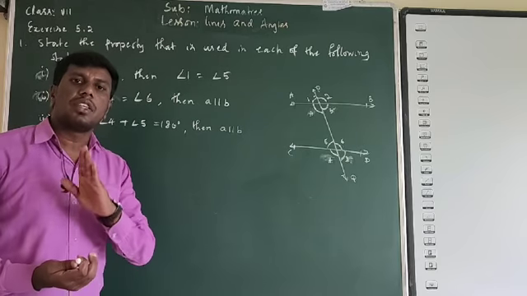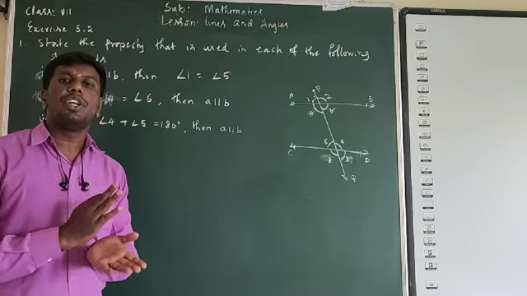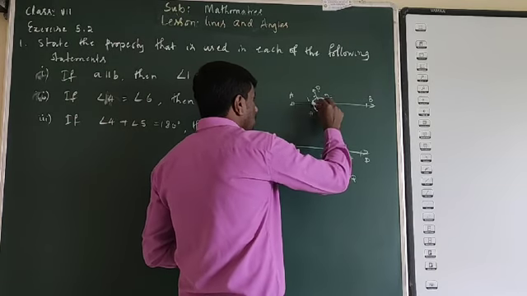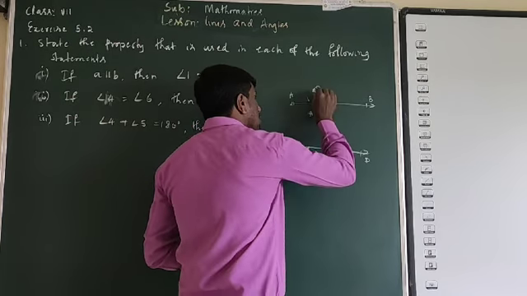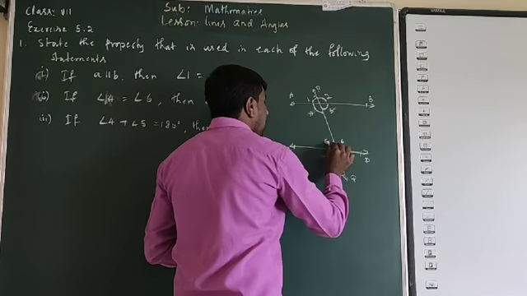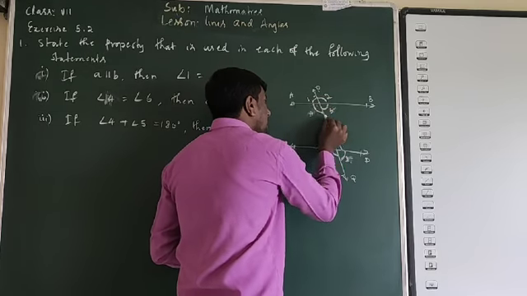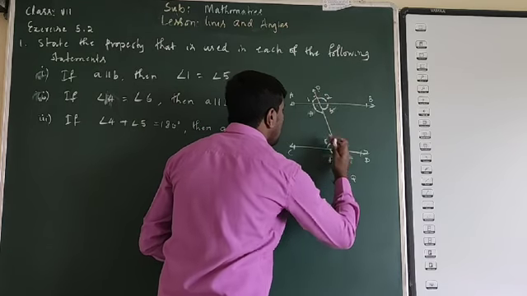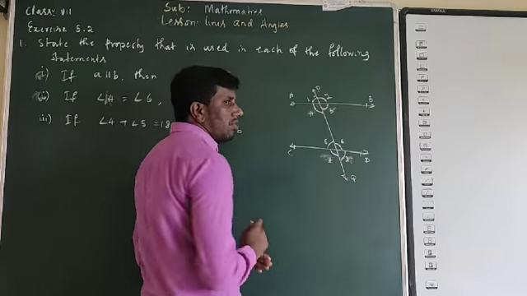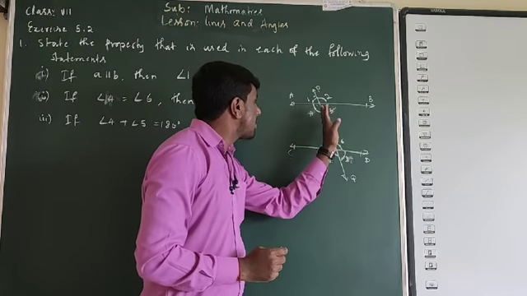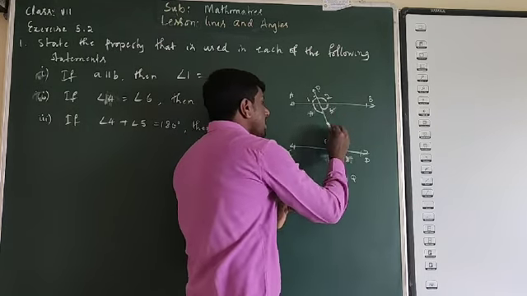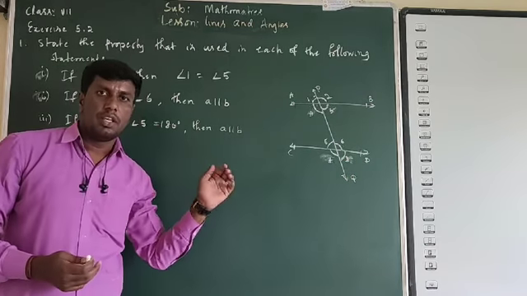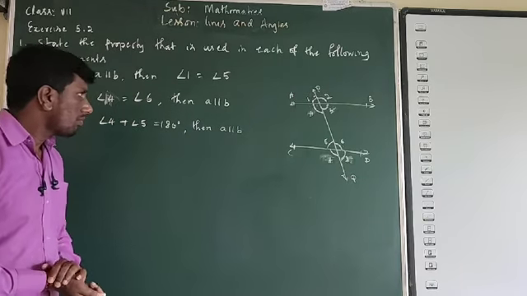Interior angles on the same side of the transversal, or co-interior angles. Look at 4 and 5. Those two are interior angles on the same side of the transversal. This is the transversal line, and both angles are on the same side of it. Similarly, 3 and 6 are interior angles on the same side of the transversal. We have already studied these things in the previous class; just an overview again.